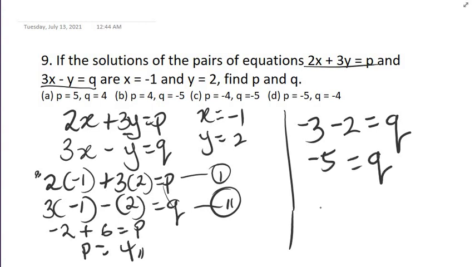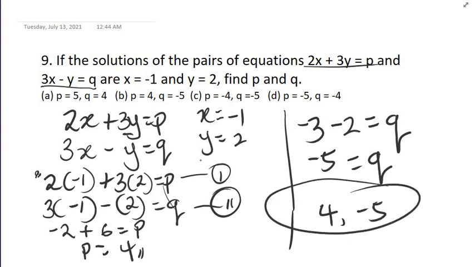So I have two answers, 4 and minus 5. So let's look for the right options. The right option, minus 5 and 4. Yeah, that's B. P is 4, Q is minus 5. Now let's go over to question 10.